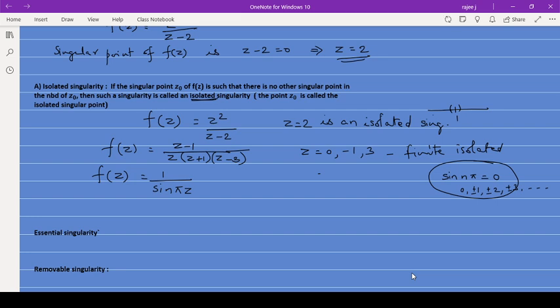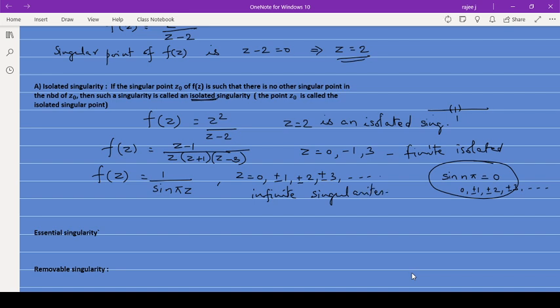Sine 2 pi is 0, so 1 by 0 is infinity. So like that, you are going to get an infinite number of values. Here we can say z equal to 0, plus or minus 1, plus or minus 2, plus or minus 3, etc. These are infinite singularities. Infinite numbers are there. Except at all these points, this function will be analytic.